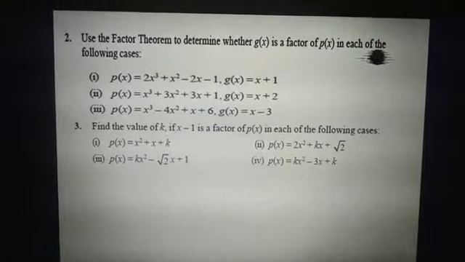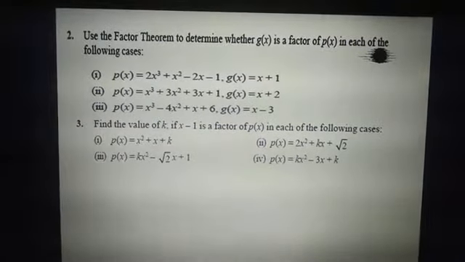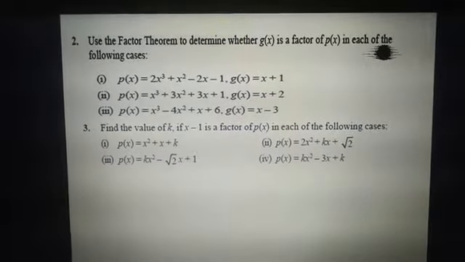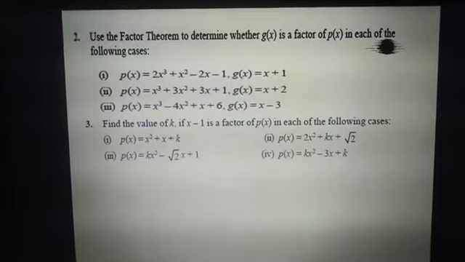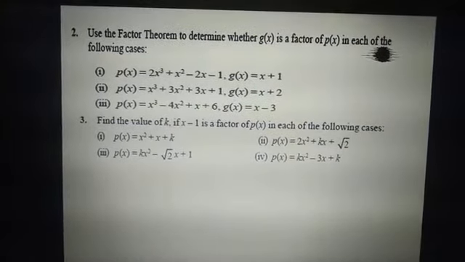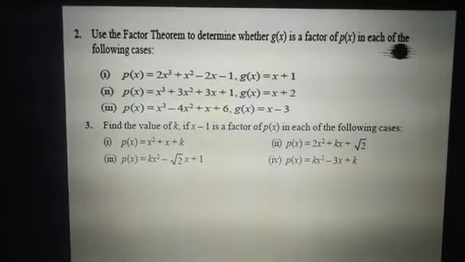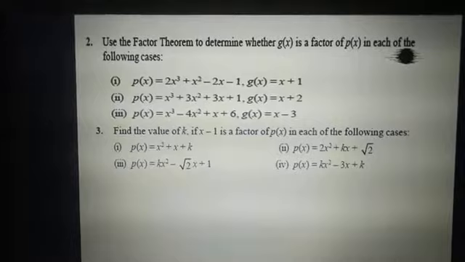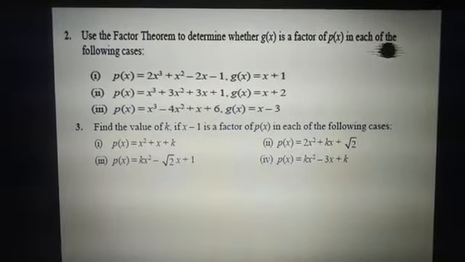Next, second sum. Use the factor theorem to determine whether g of x is a factor of p of x in each of the following cases. P of x is given, g of x is given. So first we need to find the zero of g of x. That is, in the first sum, x plus 1 equal to 0, x equal to minus 1.